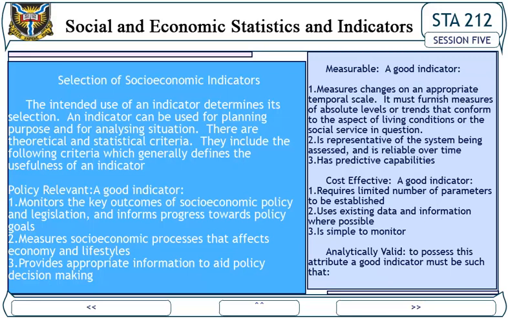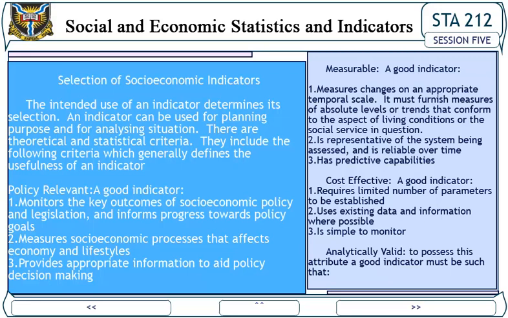Measurable. A good indicator: 1. Measures changes on an appropriate temporal scale. It must furnish measures of absolute levels or trends that conform to the aspect of living conditions or the social service in question. 2. Is representative of the system being assessed and is reliable over time. 3. Has predictive capabilities. Cost-effective. A good indicator: 1. Requires a limited number of parameters to be established. 2. Uses existing data and information where possible. 3. Is simple to monitor.